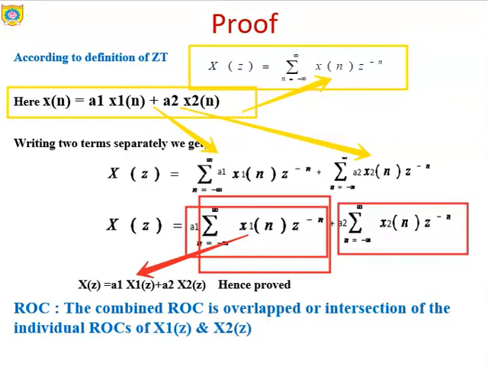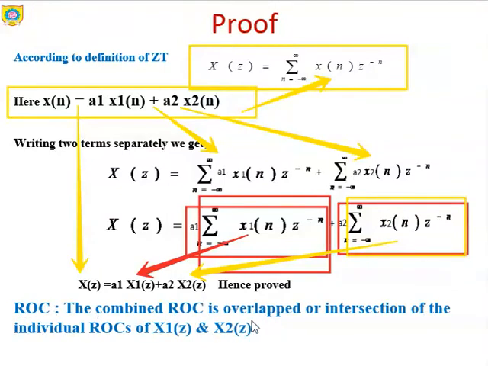Similarly, for the second case, this is a2 times X2 of z, because except for a2, this entire term, that is the summation, will be replaced here as X2 of z. Hence we can easily prove here, considering the left hand side, that if x of n is taken as a1 x1 of n plus a2 x2 of n, then it has the Z transform a1 times X1 of z plus a2 times X2 of z.